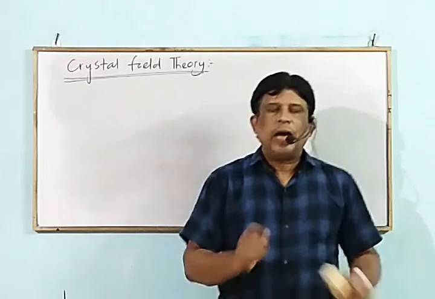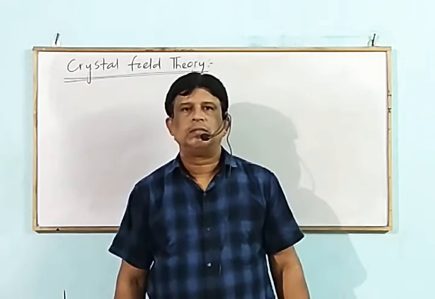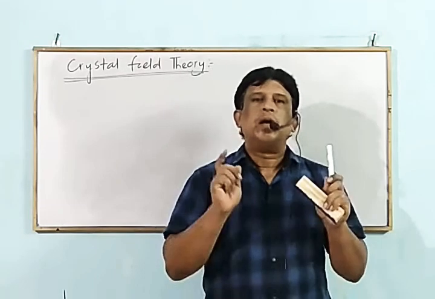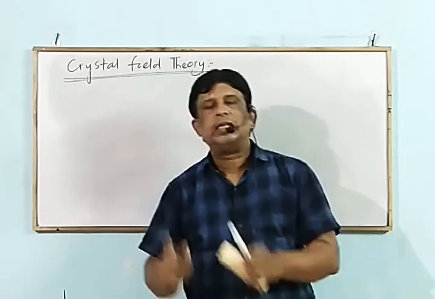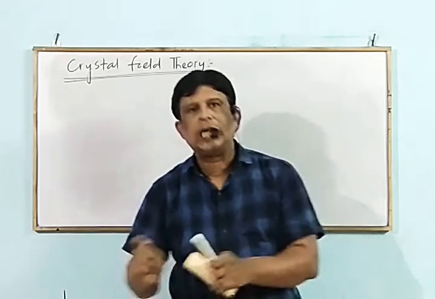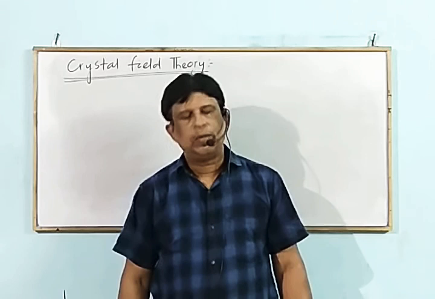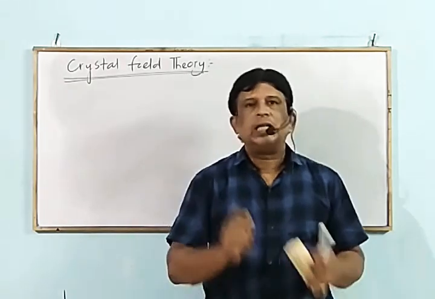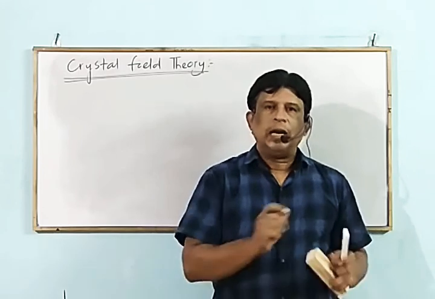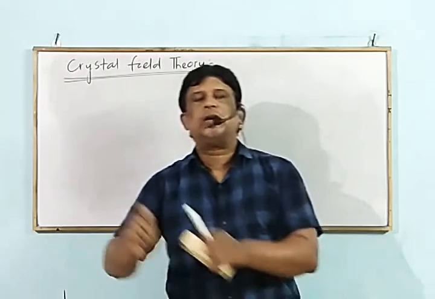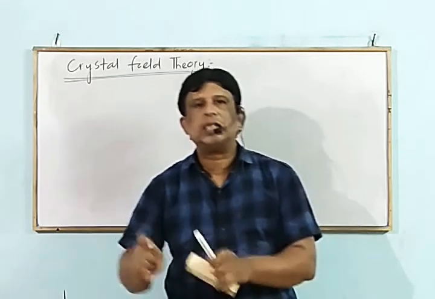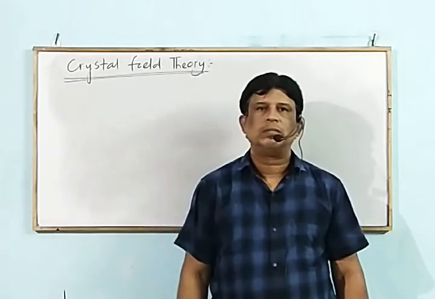Next point: the extent of splitting. The extent of splitting, that is the presence of unpaired electrons, which describes the paramagnetic character, depends upon the extent of splitting. That means, greater is the splitting of the d orbital, lesser is the chance of presence of unpaired electrons.